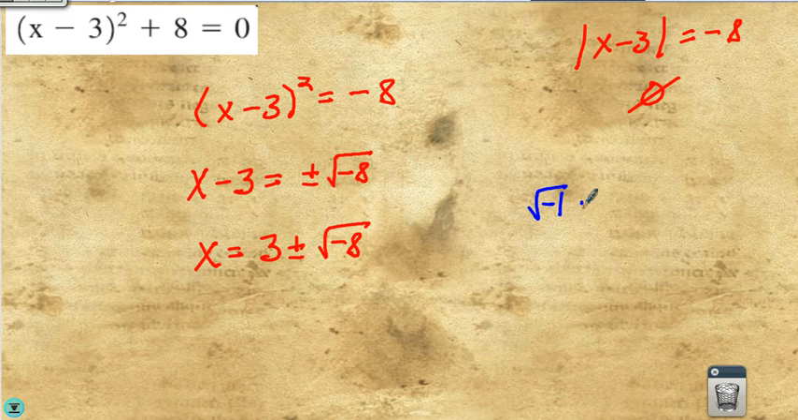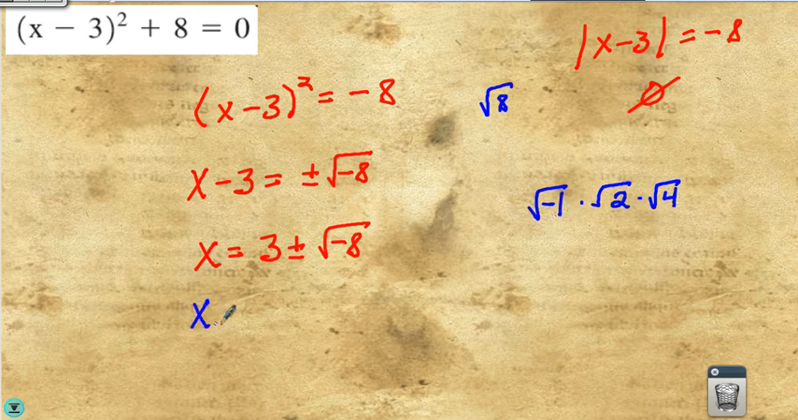The square root of 8. What can I split the square root of 8 into? Do you see any perfect roots in 8? 2 and 4, good job. Everybody's sneezing up a storm. So I've split up the square root of negative 8 into the square root of negative 1, square root of 2, square root of 4.